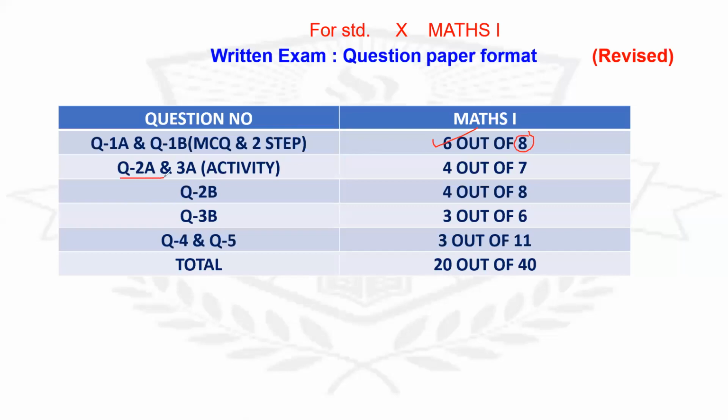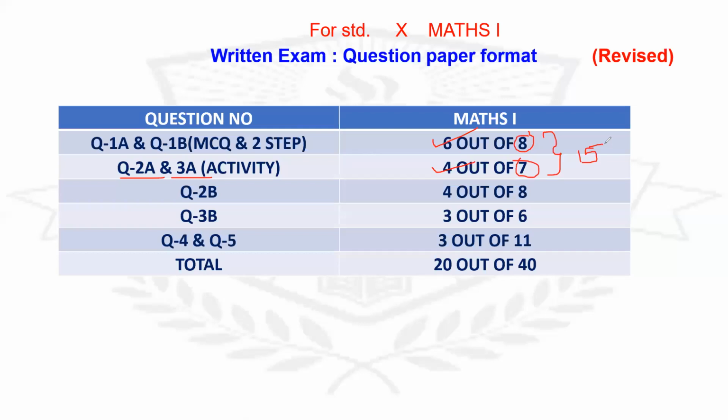Question number 2A and question number 3A. These are activity questions, means just fill in the blanks you have to do. Half the solution is already given to you all. You have to just fill in the blanks. So for this question also, I'm expecting you all to get 4 marks out of 7. But actually, these 15 marks are very easy to score. You need not lose any mark in this, but I'm expecting minimum that you get 6 marks and 4 marks.